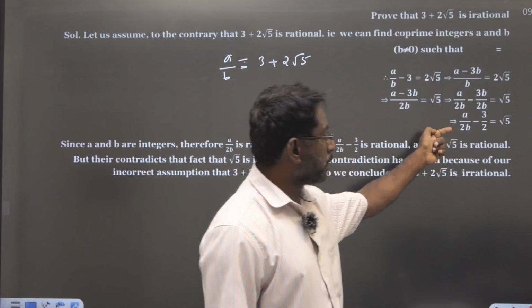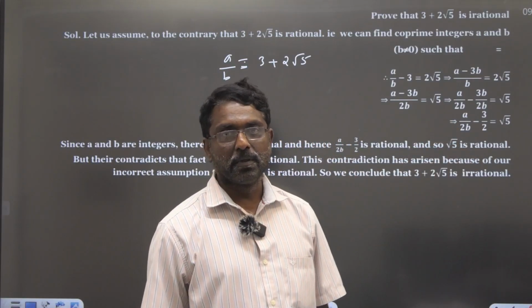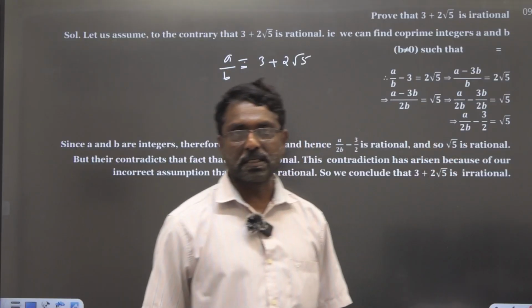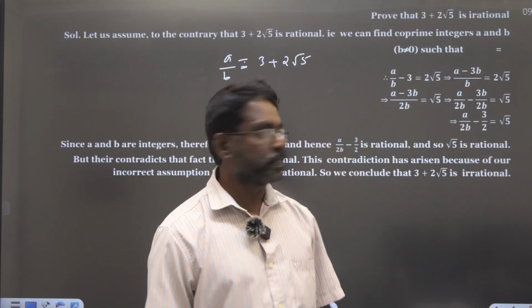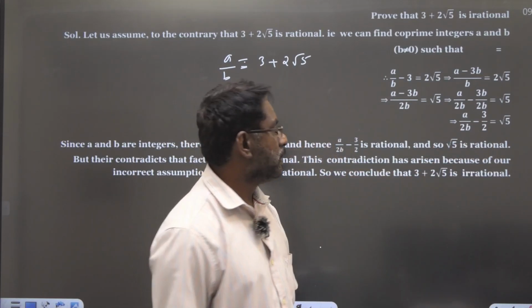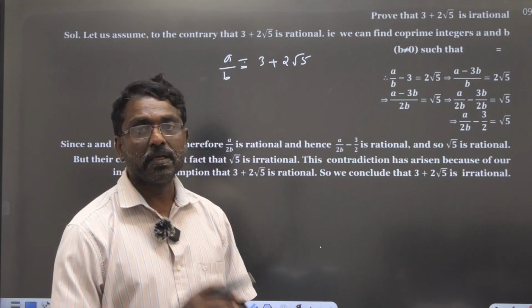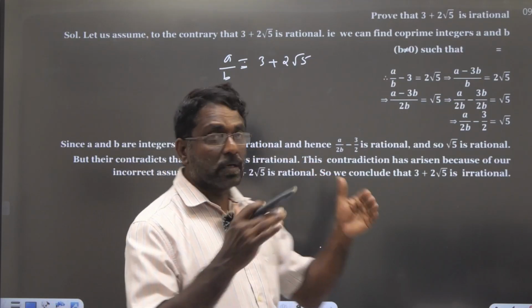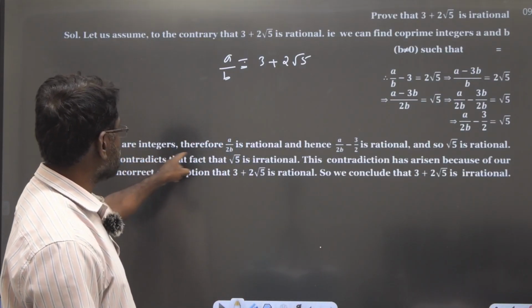Why is A by 2B a rational number? Because A by B is a rational number, so A by 2B is also a rational number. 3 by 2, that is 1.5, is a rational number. The difference of two rational numbers is always a rational number. But what is root 5? We have root 5 is an irrational number. This contradicts our assumption.